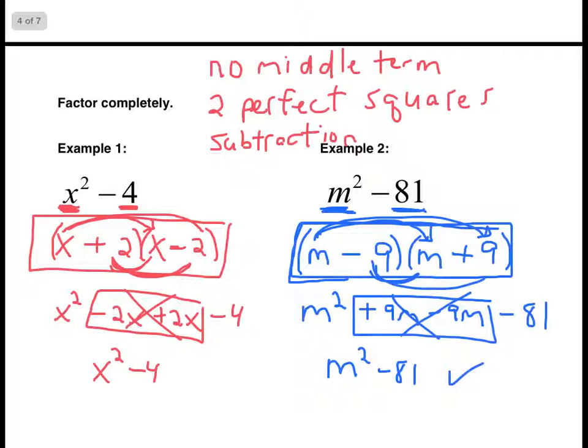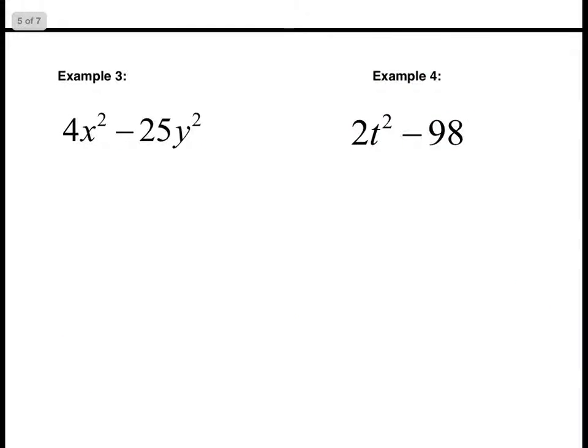All right, let's do some more examples. Okay, so example 3. First we want to see, do we have a perfect square? And you also want to see, is there a GCF? Because if there's a GCF, a greatest common factor, you should factor that out in the beginning. So I'm going to look and see, is this a perfect square? Yes. Is this a perfect square? Yes. Is there a GCF?